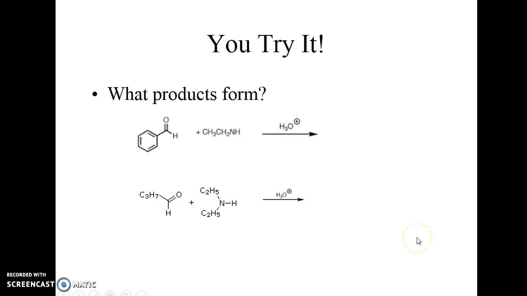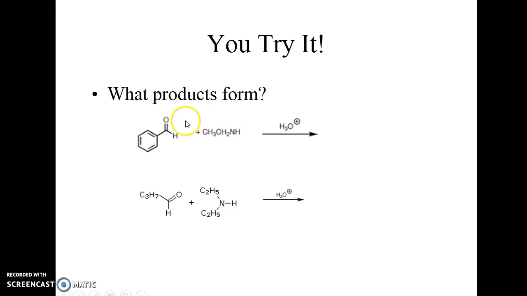So you go ahead and try to figure out what are the products of these reactions. This one is a primary amine, so it's going to form an imine. This is a secondary amine, so it forms an enamine. Let's form the imine here.